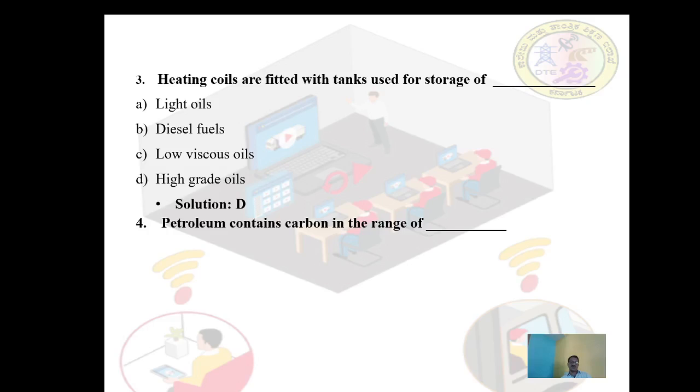Question number 4. Petroleum contains carbon in the range of dash. Option A 78 to 82%. Option B 84 to 86%. Option C 85 to 88%. Option D 86 to 89%. Petroleum contains carbon in the range of 84 to 86%. Option B is the right answer.